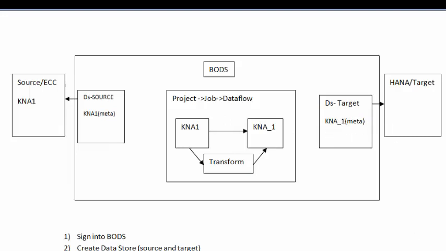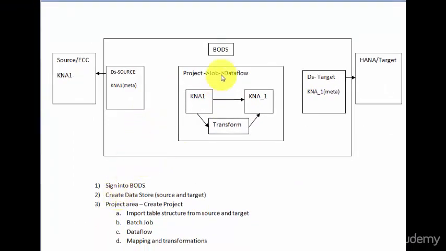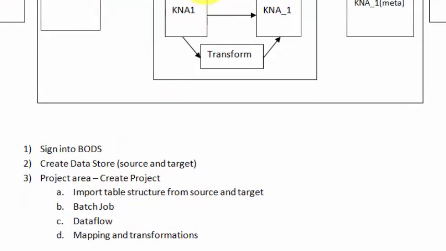Now once this plumbing is over, then you can create a project, and then you can create a batch job, and then you can create a data flow, and then in the data flow we are going to actually map the source metadata to the target metadata and perform some transformations and then validate this job, and then finally we will run this job. So in a snapshot, this is what we are going to be doing in the BODS section.